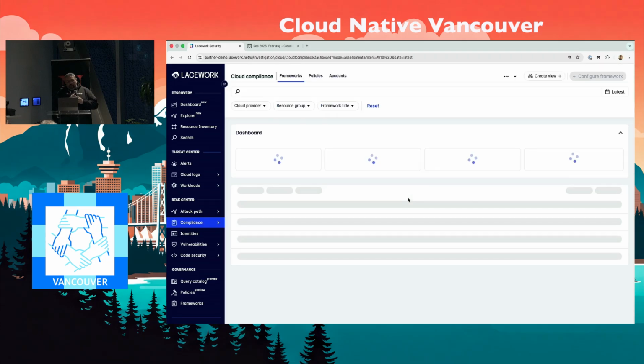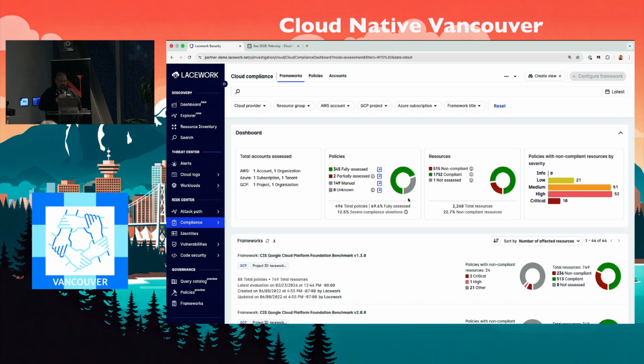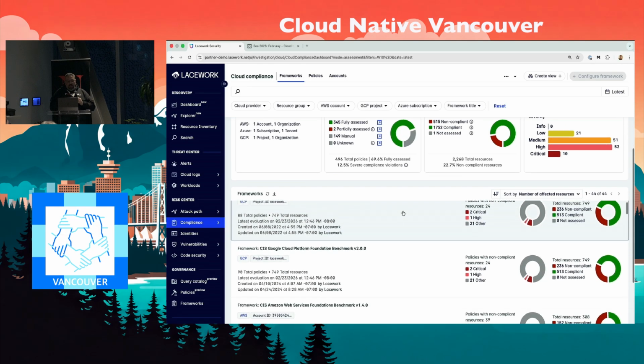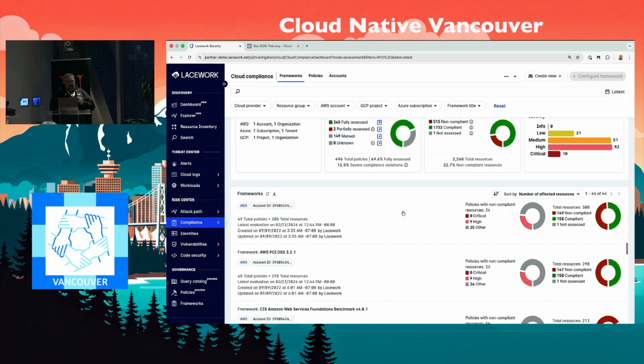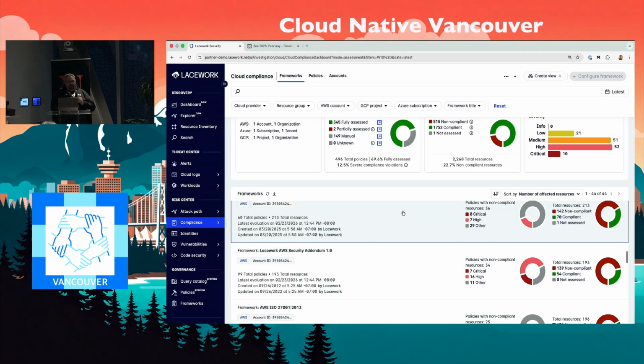Let me put it here, maybe better connection. So it shows you all the frameworks that I can use here to compare my environment to. So frameworks basically are a set of best practices that you need to follow in order to have your cloud environment properly configured. One good way to deploy frameworks is using landing zones.